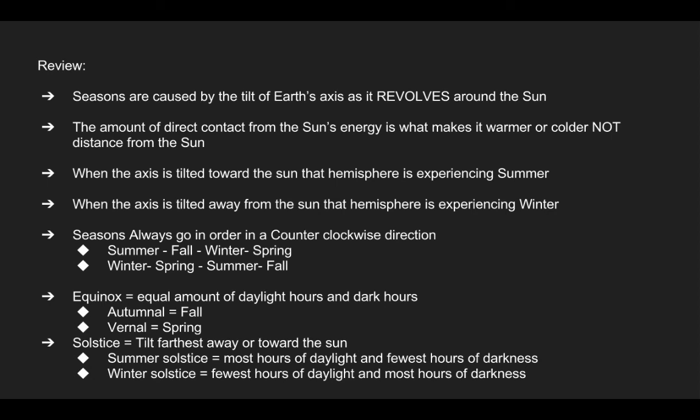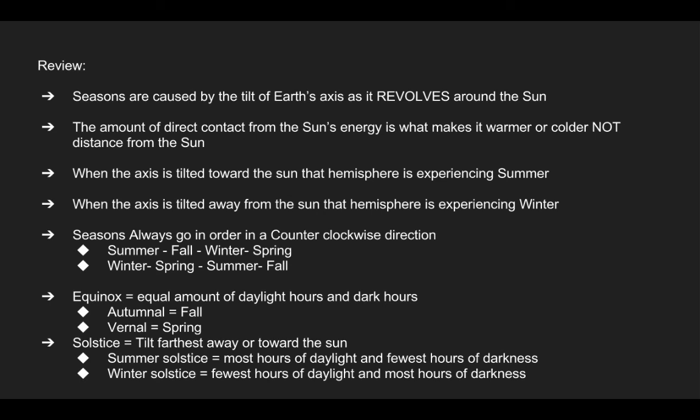When the axis is tilted toward the sun, that hemisphere is experiencing summer. When the axis is tilted away from the sun, that hemisphere is experiencing winter. Always look for the axis in the drawing on the diagram. That's how you tell what season you're experiencing, not whether it's on the left-hand side or the right-hand side or the top or the bottom, because we can change our perspective in space.